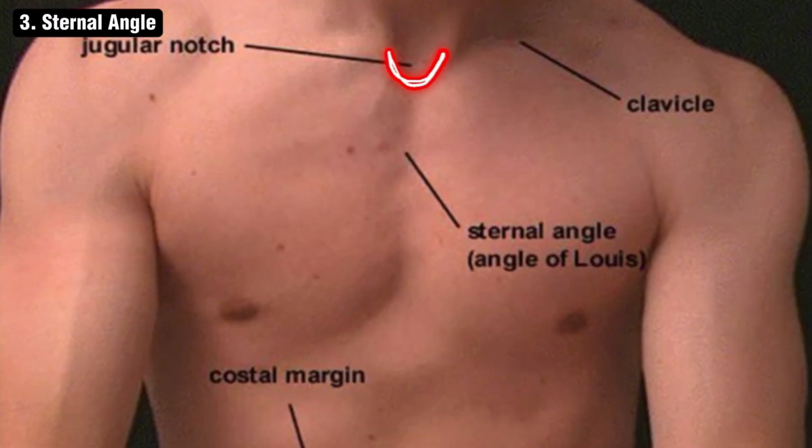This is the jugular notch. It is present between the two clavicles, so it is also called the interclavicular notch. It is present right above the manubrium sterni of the sternum, so it is also called the suprasternal notch.